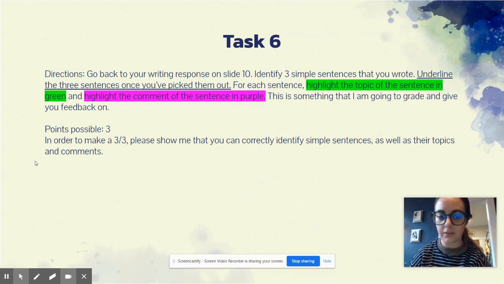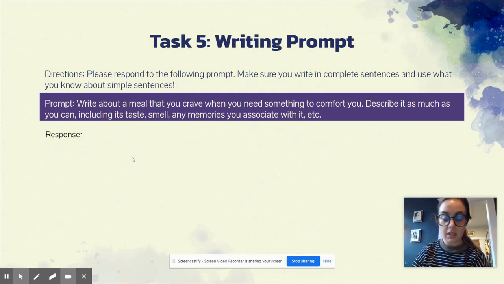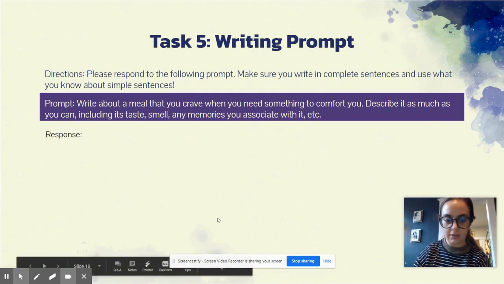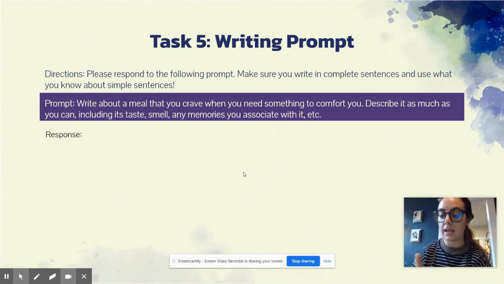In order to make a 3 out of 3, show me that you can A, correctly identify simple sentences, and then also that you can understand the difference between a topic and a comment by identifying those separately as well, okay? So when you go back, you're gonna go to this writing prompt response, and your writing is gonna be down here. Underline those 3 sentences and then highlight the topics and comments appropriately.